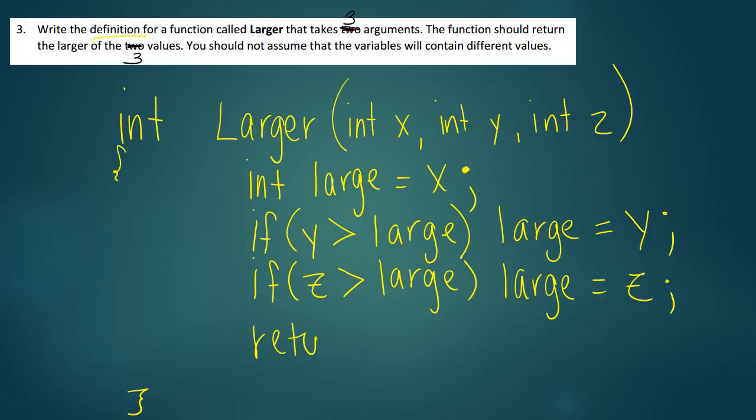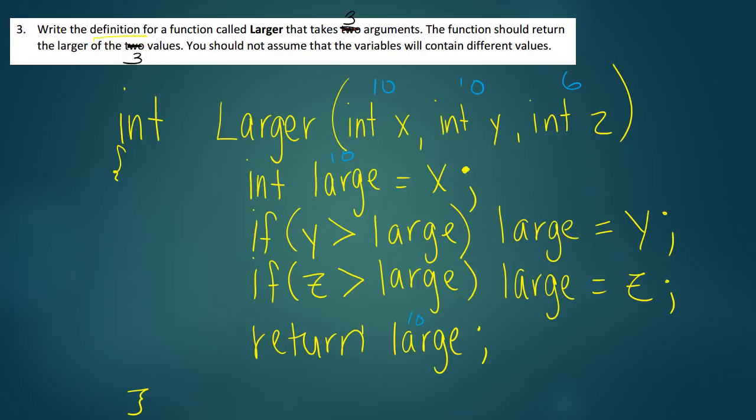And the way that you can test this is pick some values. So say I pick 10, 10, and 6, large would then be 10. And then it'll say, is 10 greater than 10? No, it's not. Is 6 greater than 10? No, it's not. Then it would return a 10.